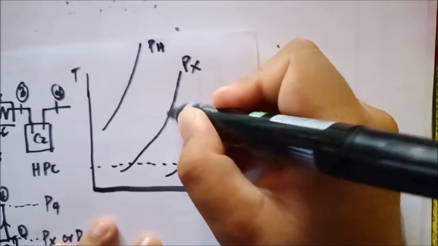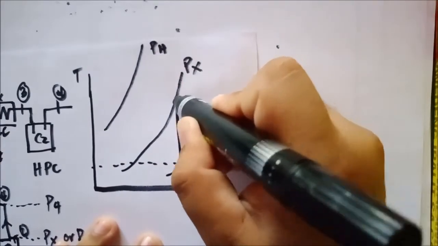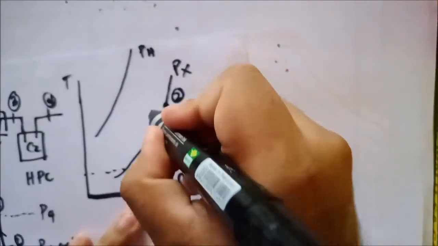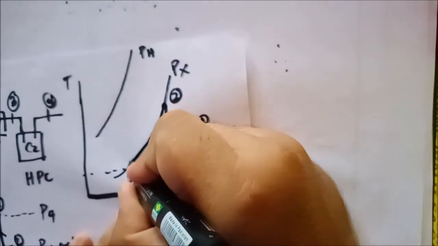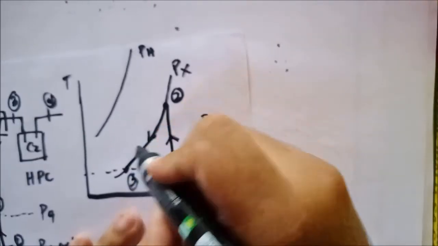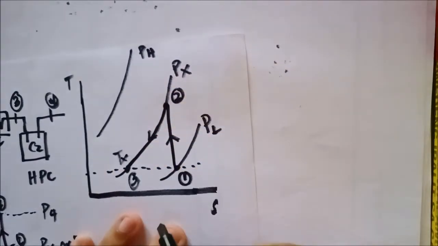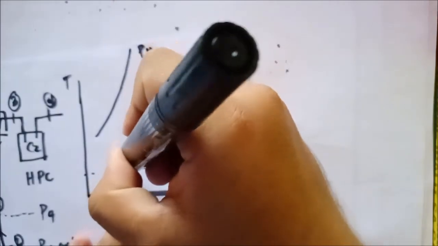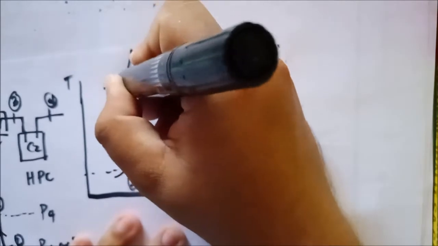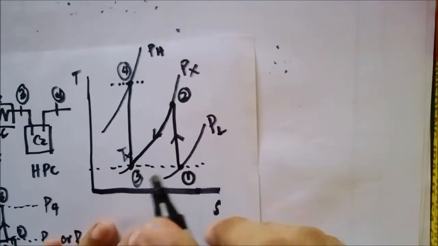So this is isentropic, assuming this is an isentropic work. This is where the intercooling happens. So T3 is also known as TX. This is our temperature 4.